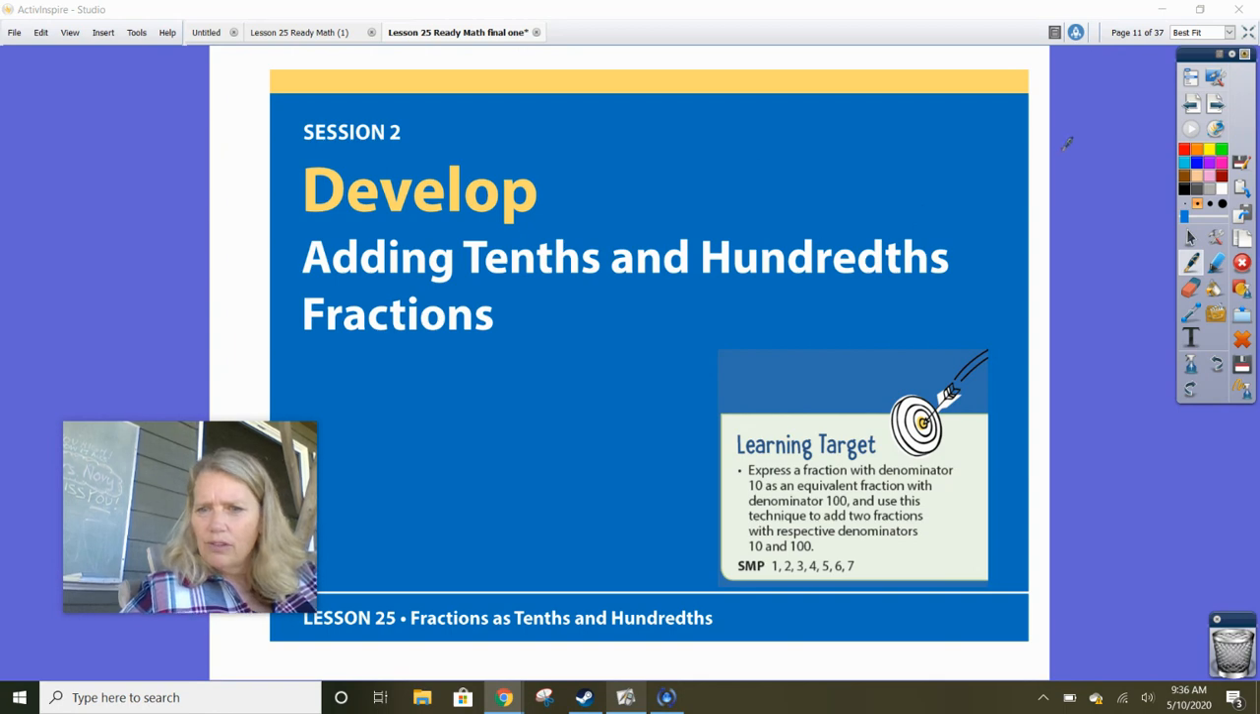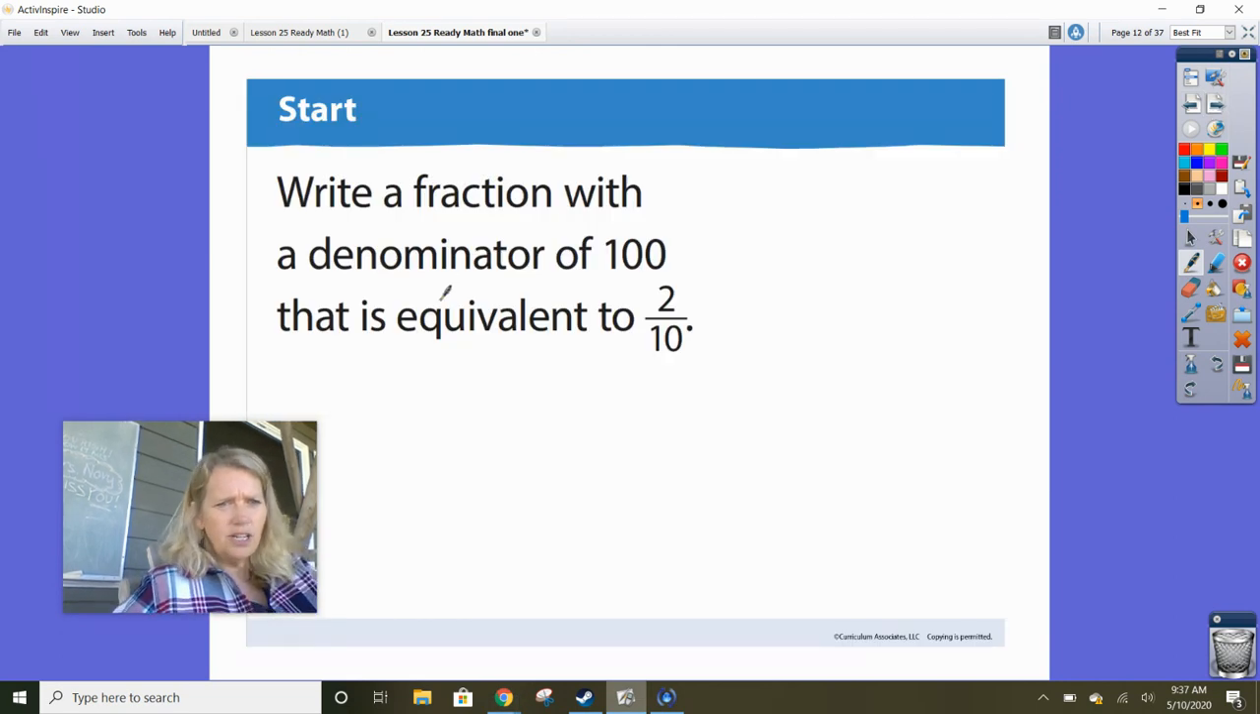So here we go. Now we're going to add and subtract fractions that have got denominators of tenths and hundredths. So warming up, write a fraction with a denominator of 100 that is equivalent to 2 tenths. Okay, you can push pause and give it a go.